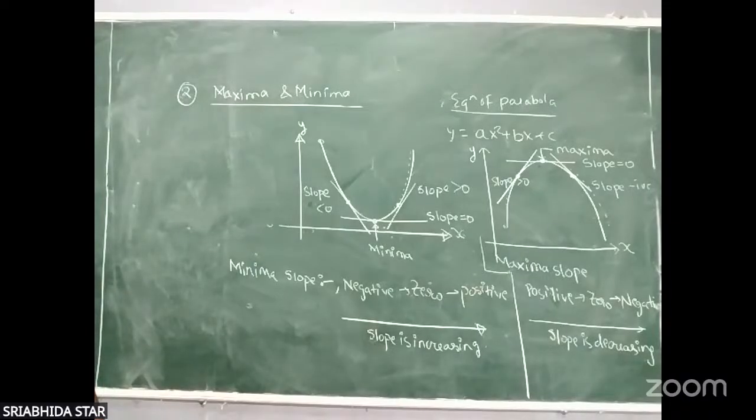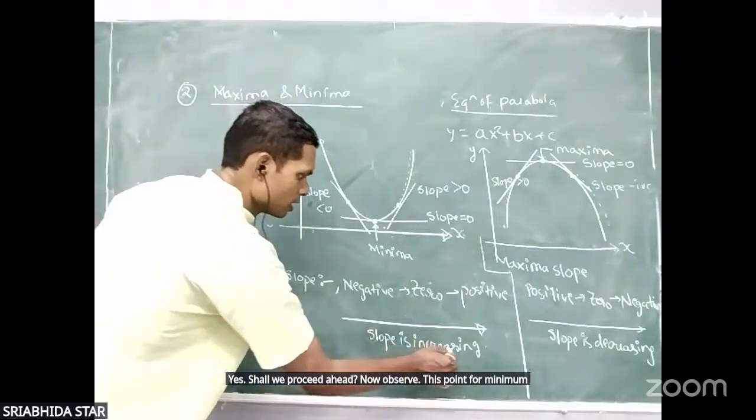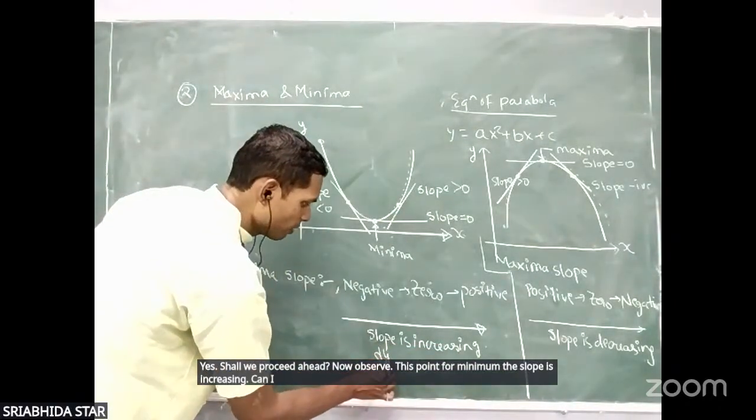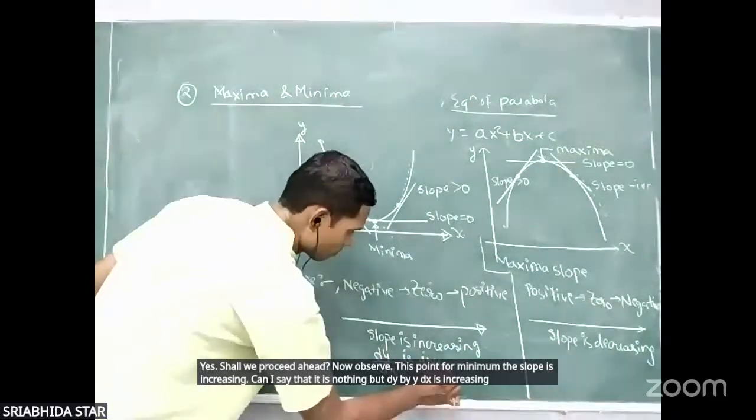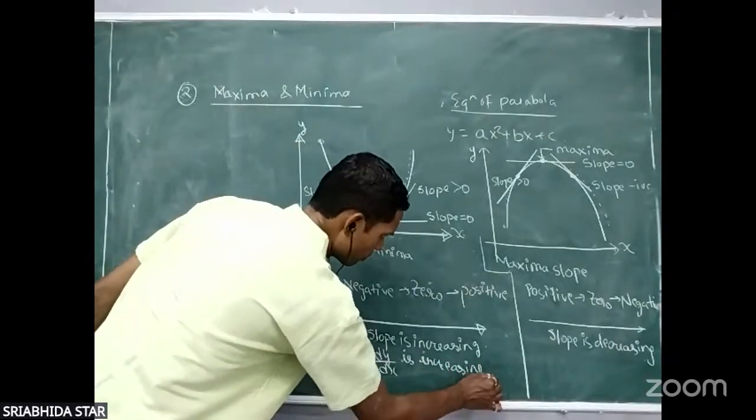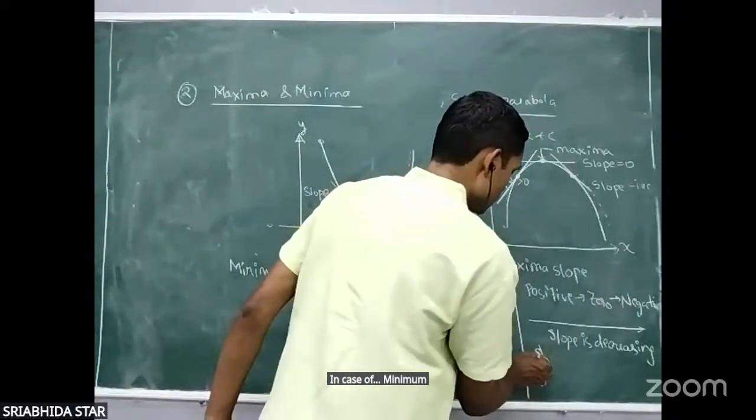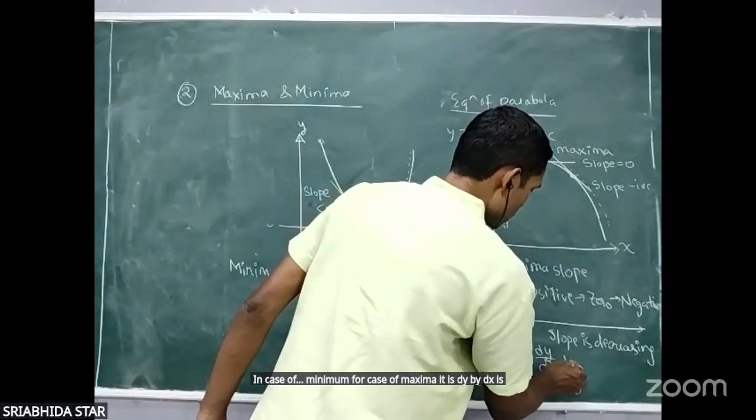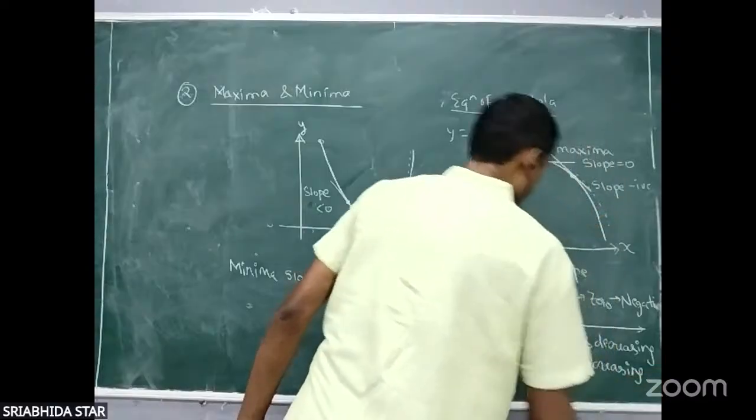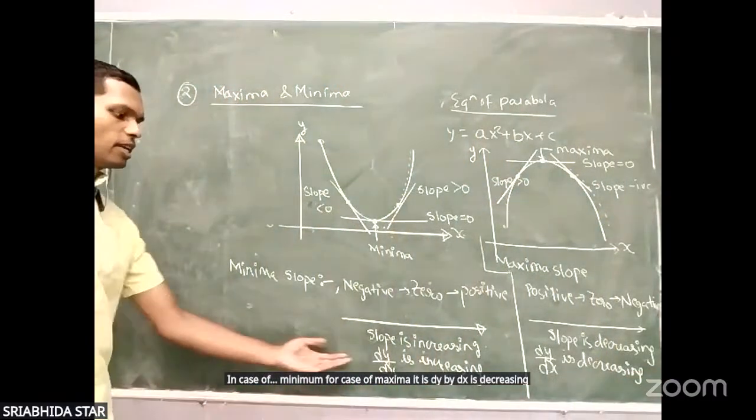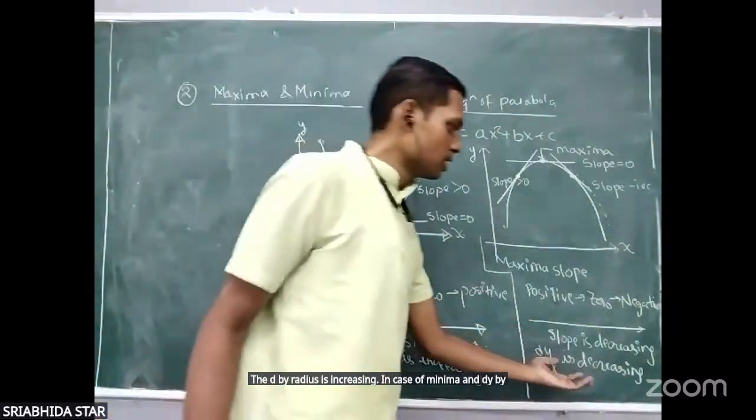Yes. Shall we proceed ahead? Now observe this point for minima. The slope is increasing. Can I say that it is nothing but dy by dx is increasing? In case of minima. For the case of maxima, dy by dx is decreasing. The dy by dx is increasing in case of minima and dy by dx is decreasing in case of maxima.